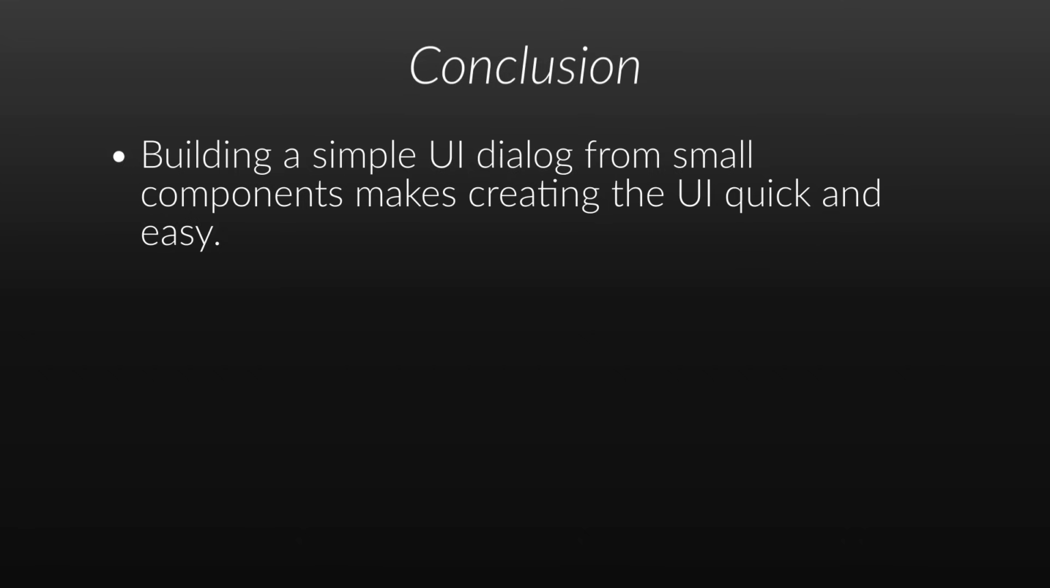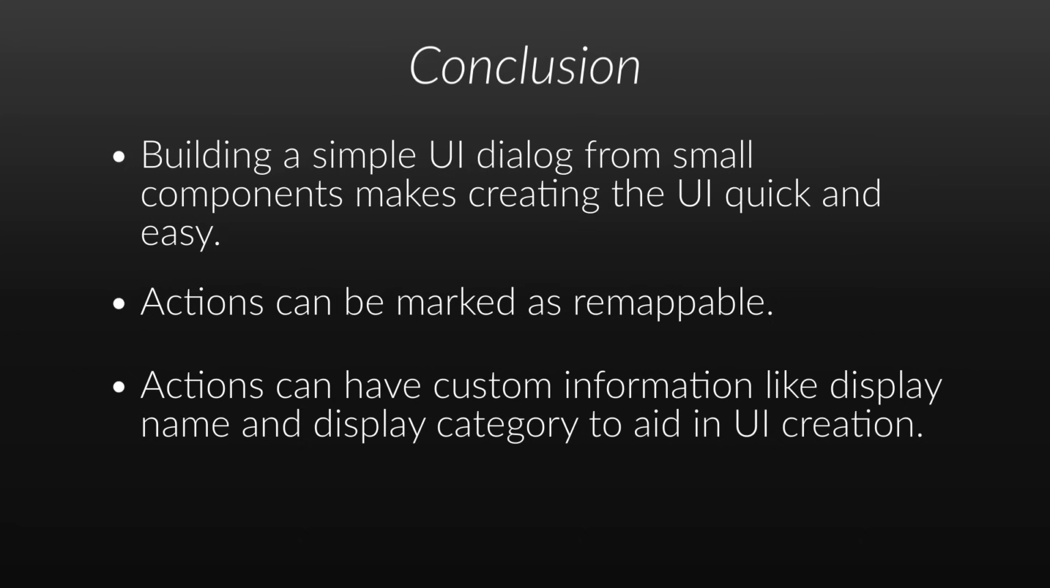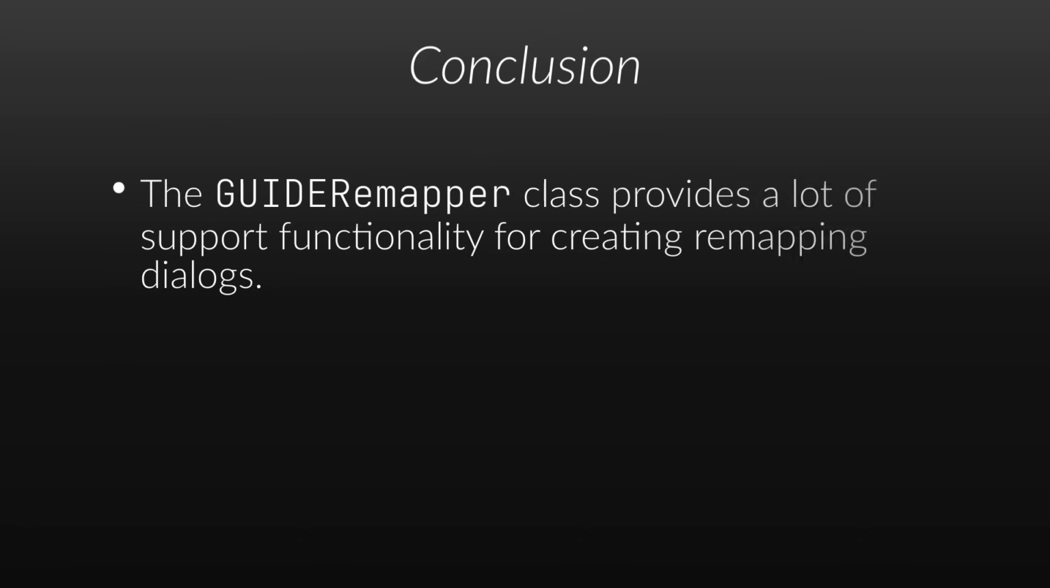In this video, we explored how we can add configurable key bindings to our game. We learned how to set up a simple UI dialog that allows us to rebind the inputs that trigger our game actions. We learned that we can mark actions as remappable, so we have full control over which game actions the player can rebind. We also learned that we can define separate binding names for actions that involve multiple inputs like the WASD keys. We learned that Guide provides the Guide Remapper class, which allows us to quickly find all remappable actions in our mapping context, and we use this information to add entries to our remapping dialog.